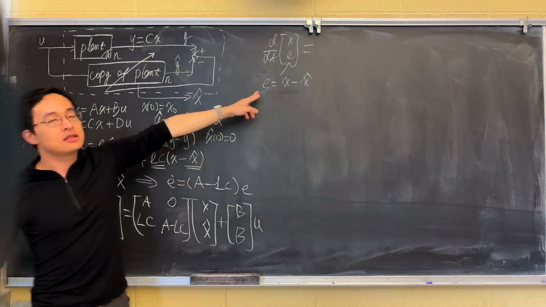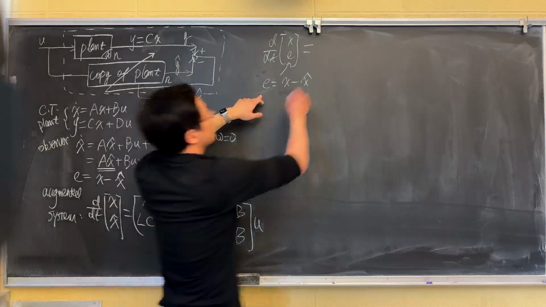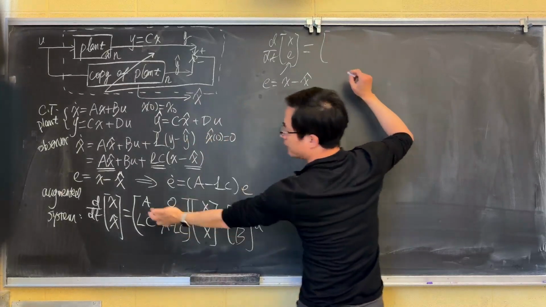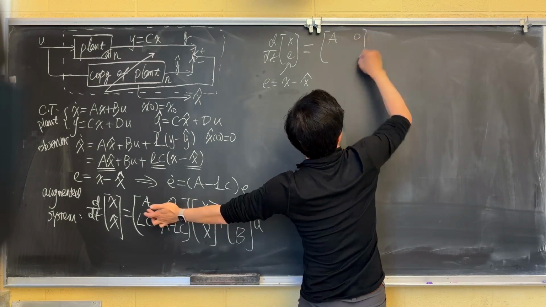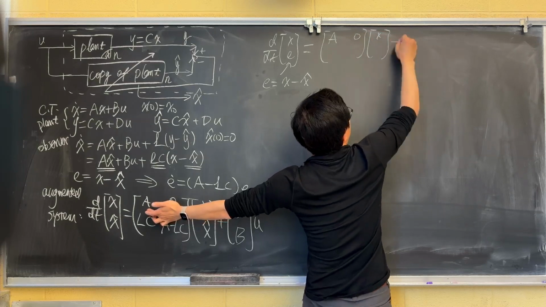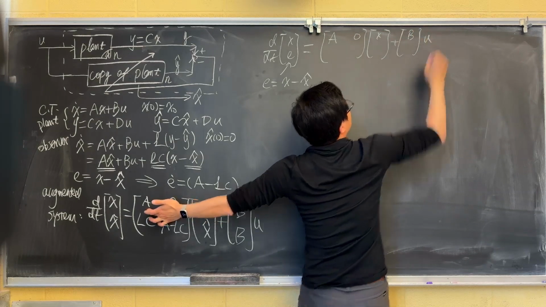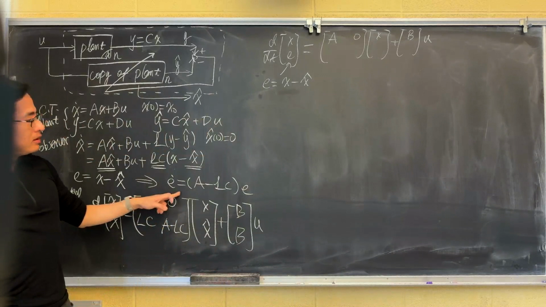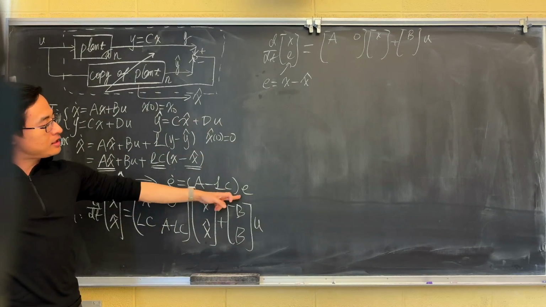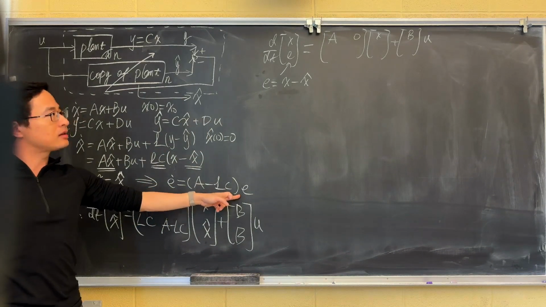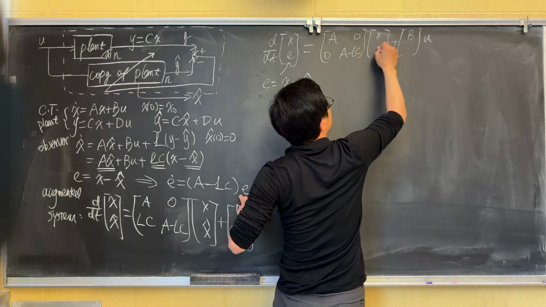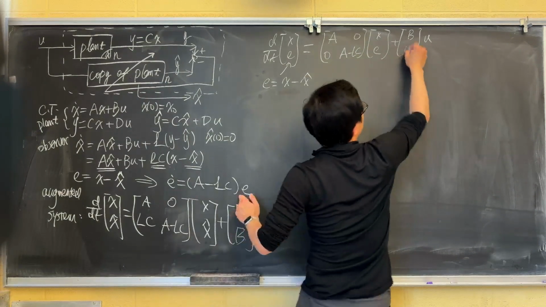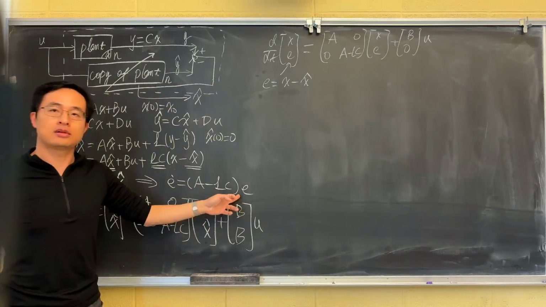If you select it this way, the benefit is you can still write it: the first part doesn't change. x dot is still A times x plus B times u. And then the error dynamics is (A minus LC) e. It doesn't depend on x directly, so it's 0 and (A minus LC) e. And it doesn't depend on u, so it's 0 times u.